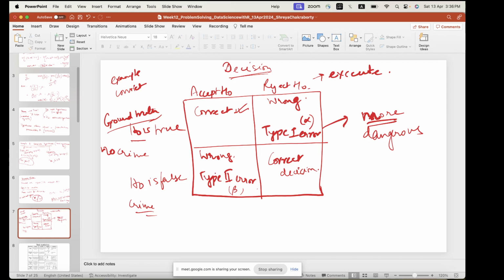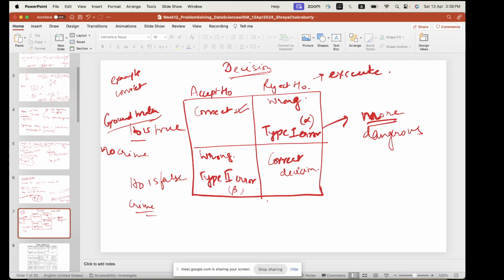Now, the goal should be to keep everything low. Alpha, the type 1 error, should be low, and the type 2 error should also be low. So in an ideal world, if we could control both of these, then it would have been good.